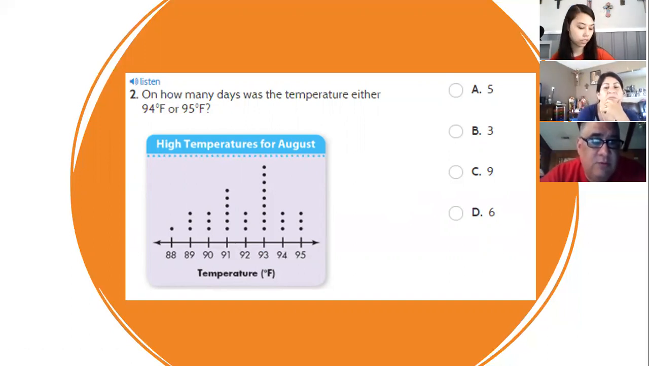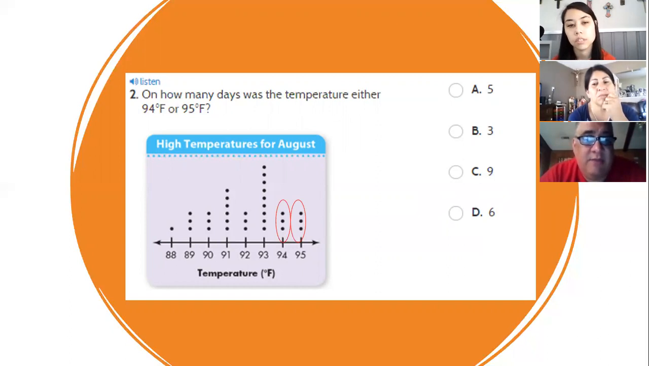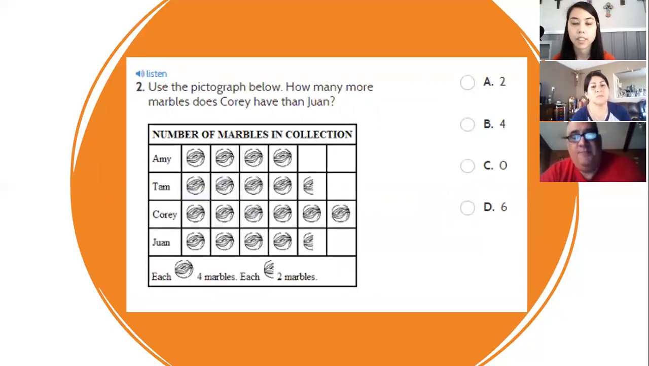The ones we're going to look at are the 2 on the end that say 94 and 95, and we're going to count those. If we count those, we see that we have 3 in 94 and 3 in 95. We add those 2 together because it says on how many days was the temperature either 94 or 95. We know 3 plus 3 is 6. So our answer is going to be D.